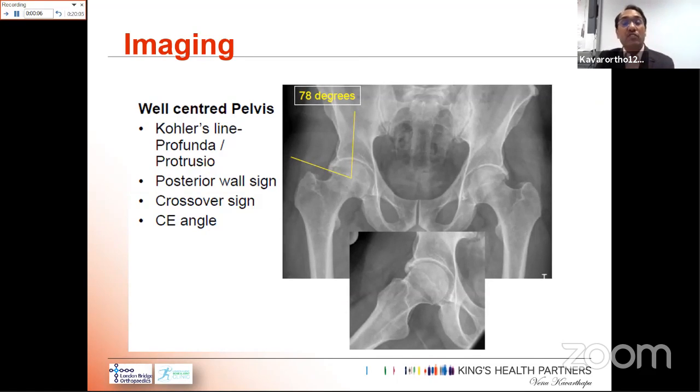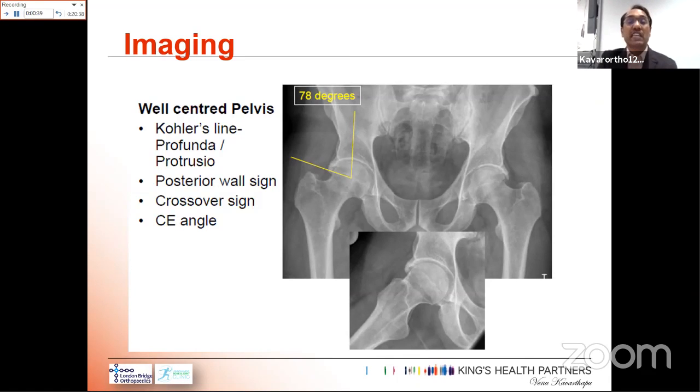Whereas for pincer lesion, pincer pathology, the imaging concept is quite different. You need to do a well-centered AP pelvis and also a cross-table lateral. So here, we are essentially looking at the center edge angle. You all know what a center edge angle is, and if it is less than 20, it is dysplasia. 25 to 35 is normal. If it's more than 35, it is pincer.